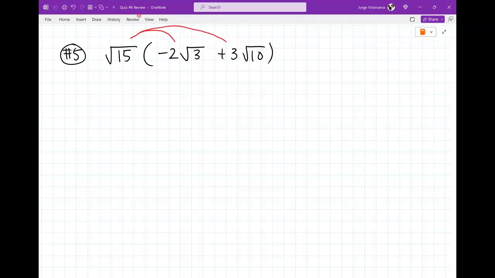So let's start off with radical 15 times negative 2 radical 3. So that's negative 2 radical 45 plus, because 3 times 15 is 45. 3 times 1, that's 3. And then radical 15 times radical 10 is radical 150.